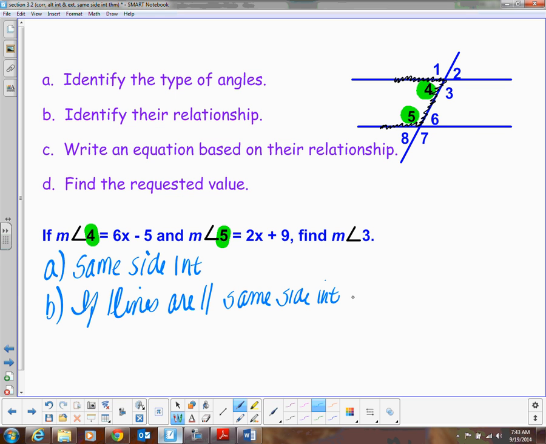Same side interior angles are supplementary. Or if you don't like supplementary, then you say add to 180, but you've got to associate the two. All right, so now we're ready to write an equation. What will this equation look like, Carlin?